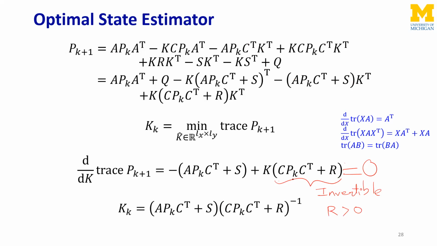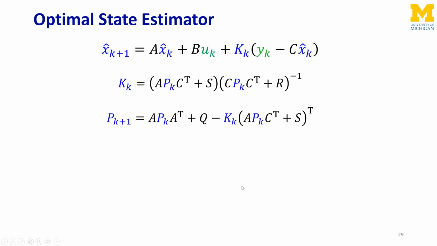Yes, so the sum of two, well, this can actually be 0 because, well, if C is 0, then this becomes 0. So you need a non-zero R value to have the inverse. So yeah, R needs to be positive. And in the matrix case, R needs to be positive definite for this optimal gain to make sense. So that's all there is to the optimal state estimators.